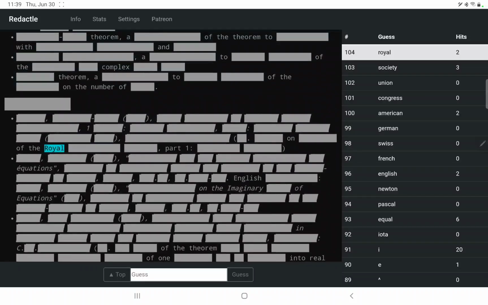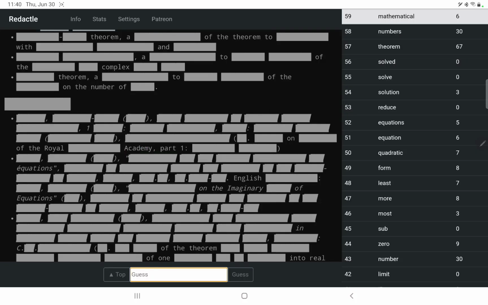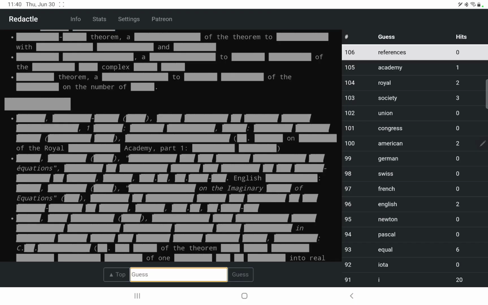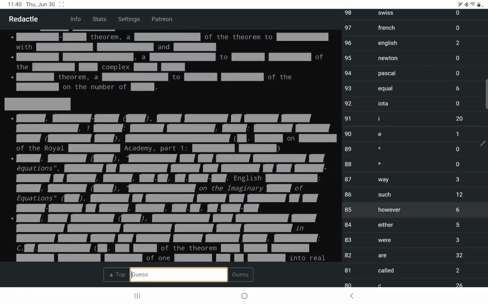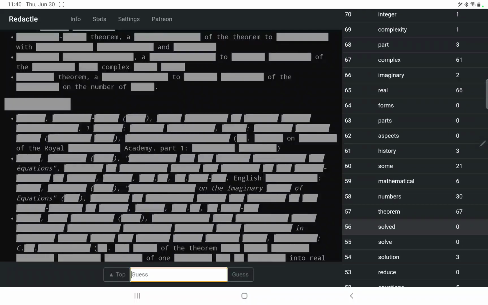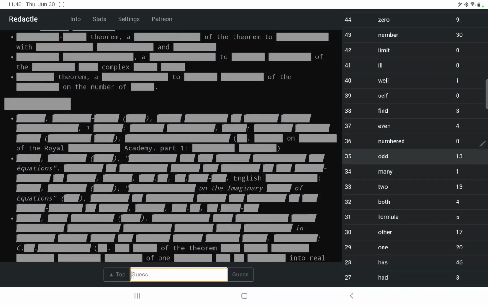But let's look at our two Americans and our two royals are going of the Royal, um, Academy, Royal Mathematical. Mathematical. No, I did mathematical. The Royal Something Academy, Part 1. Okay, so these are just sources. Let's try references. A reference. Sources. No. We go back and look at some of these words that we haven't checked out.